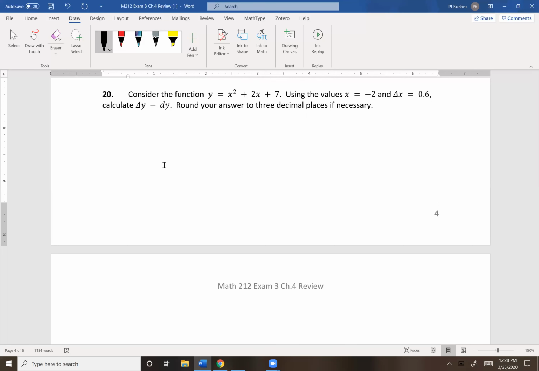So consider the function using these values. Calculate delta y minus dy. So first, let's find dy. That is simply the derivative of this function. So that's 2x plus 2 times the differential dx. And then we also need to find delta y.